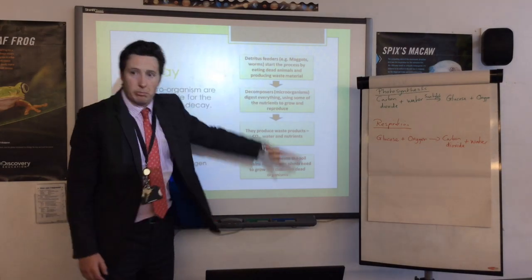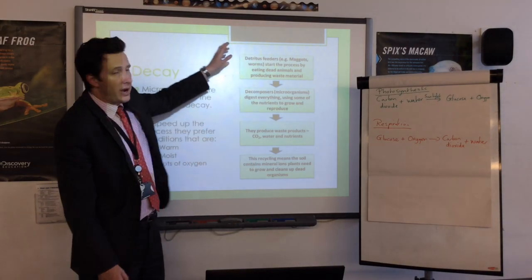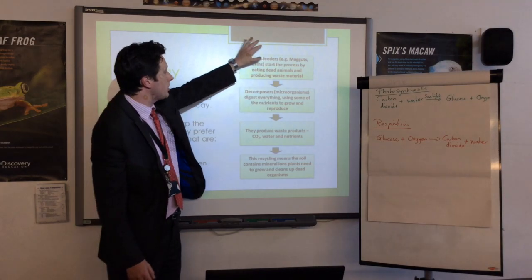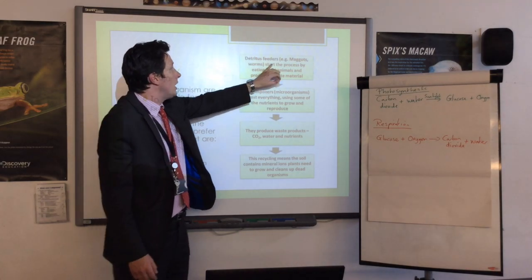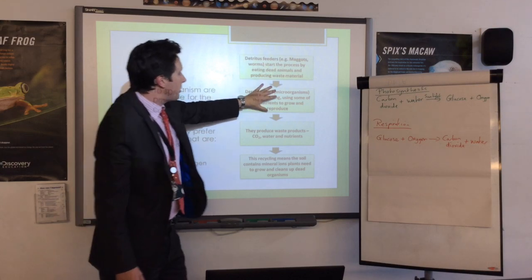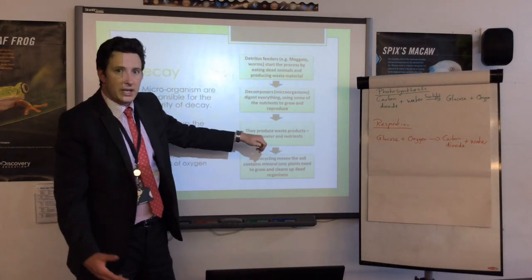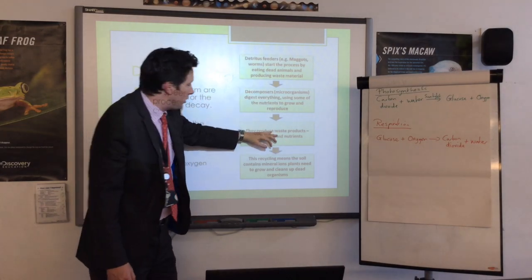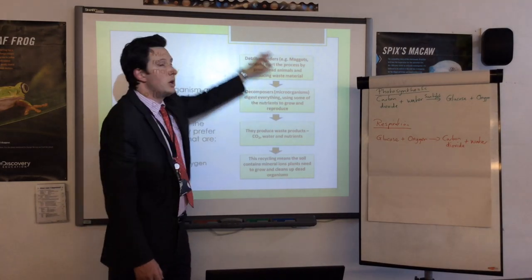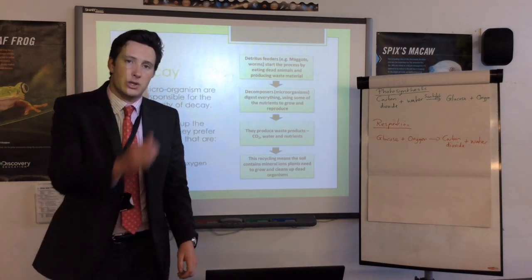And then when those plants that have grown have been eaten by animals, and those animals have died, or the plants have just died, the decay will start again. Detritus feeders, worms and maggots, decomposers, microorganisms, bacteria, moulds, fungus, release the products, the nutrients, back into the soil, and it just keeps going round. So it's like a cycle.